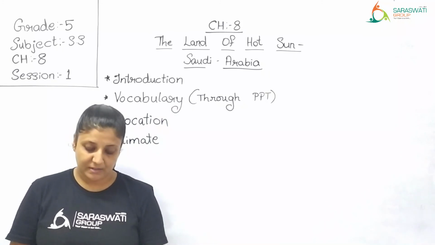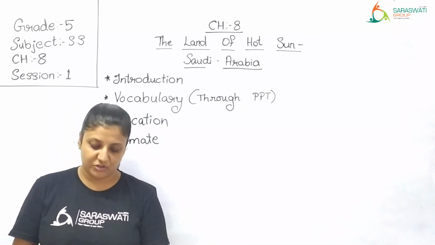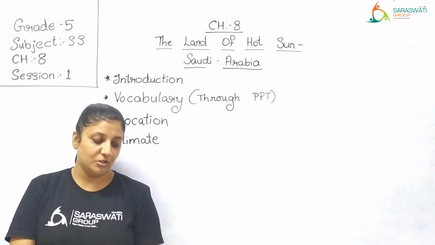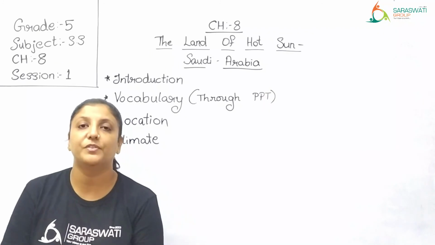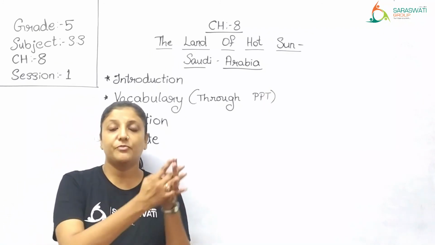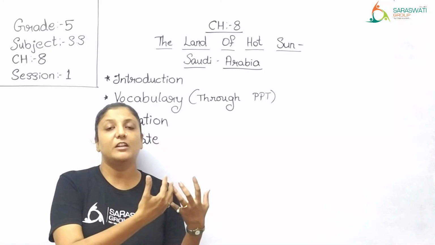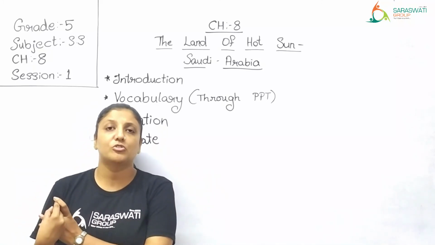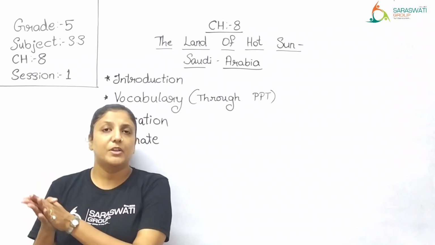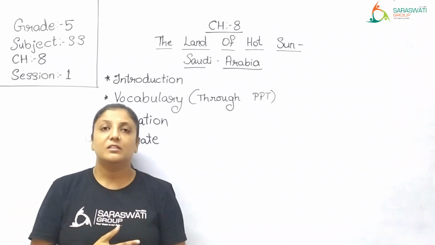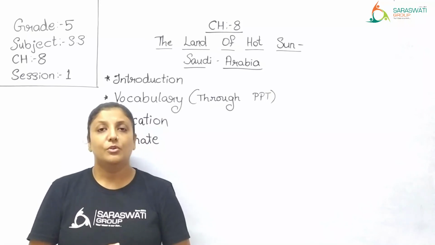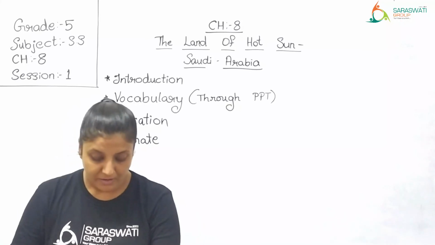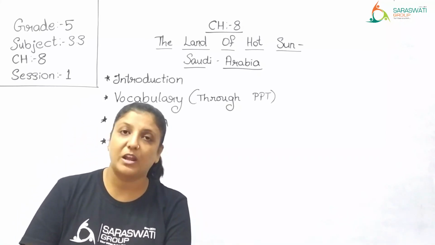The shape of the sand dunes changes with the direction of the wind. If the wind is blowing from east to west, then the sand dune will shift from east to west and the shape will also change. And if the wind is blowing from west to east, again the sand dune will shift towards the east and the shape also changes. Deserts receive little or no rainfall.